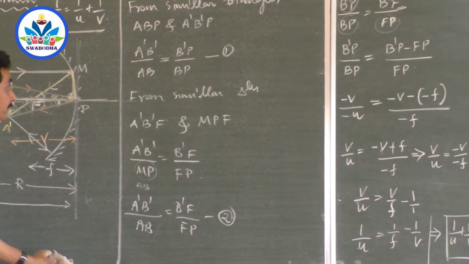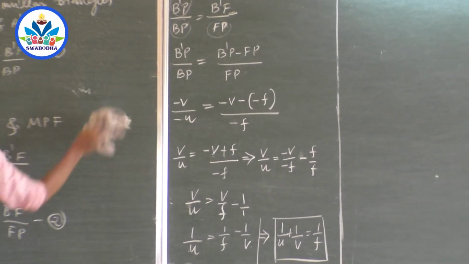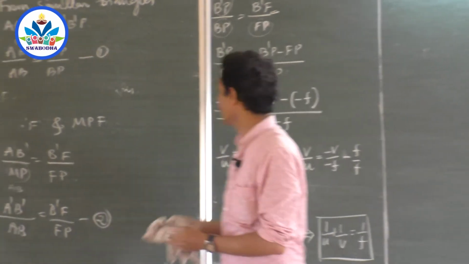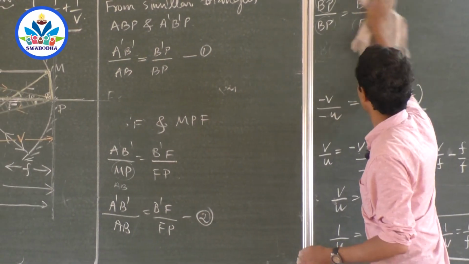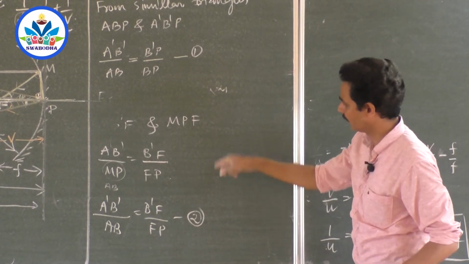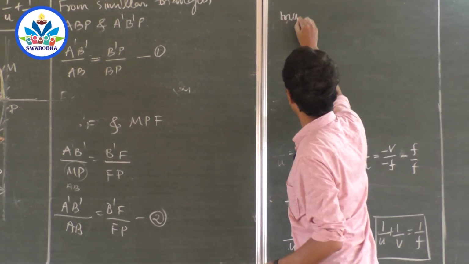Now, let me rub this. Okay, this is to be written. I will rub this one. I'll rub this and I will get what is magnification. What do you mean by magnification? Of course, I can use the same equations for magnification.